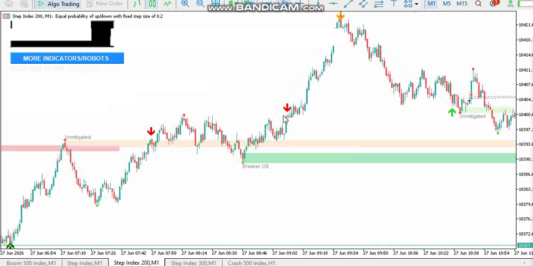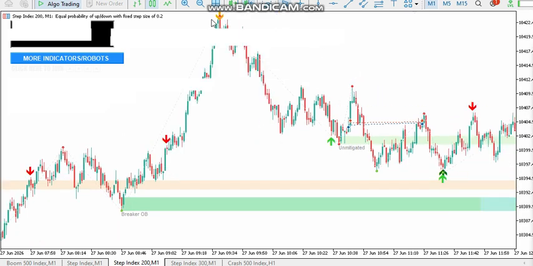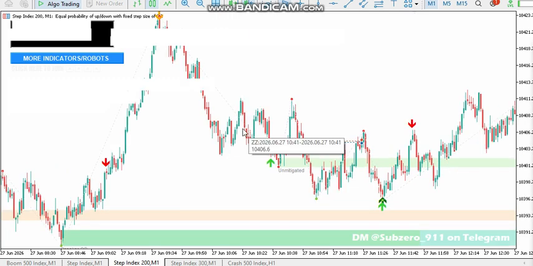Now we have another confirmation signal at this particular area for a downtrend. We keep on watching again, looking for our mitigated or breaker level to appear and align with this arrow. You can see that it does not appear, so we keep on watching again.